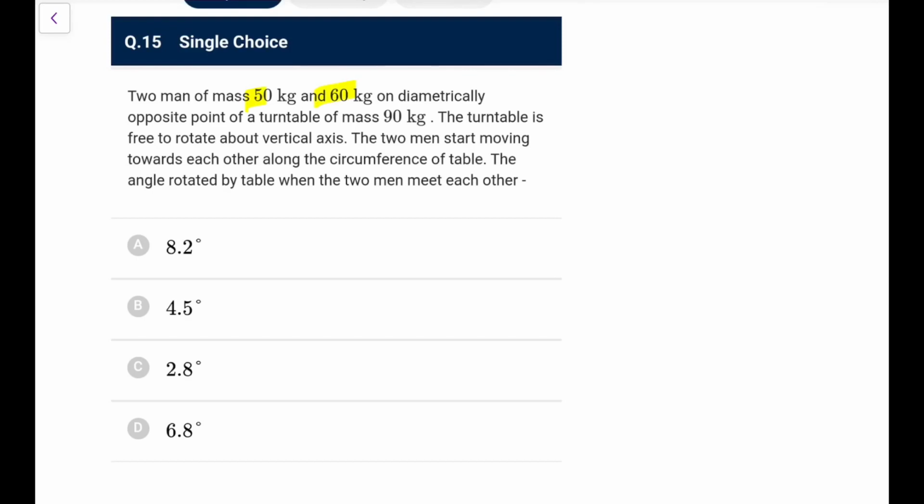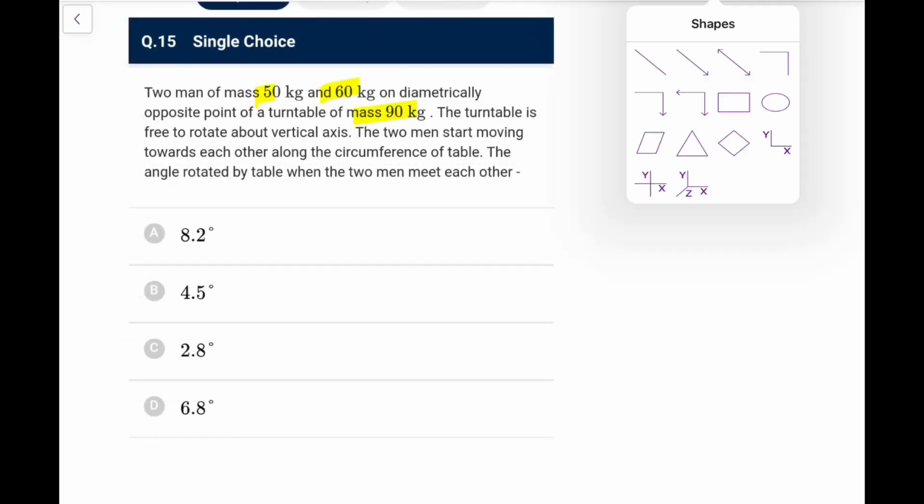You have two men, 50 and 60 kg, diametrically opposite on a turntable of 90 kg. The turntable is free to rotate about a vertical axis. The two men start moving towards each other along the circumference of the table. Find the angle rotated by the table when the two men meet each other. Okay, so now let us visualize the situation.